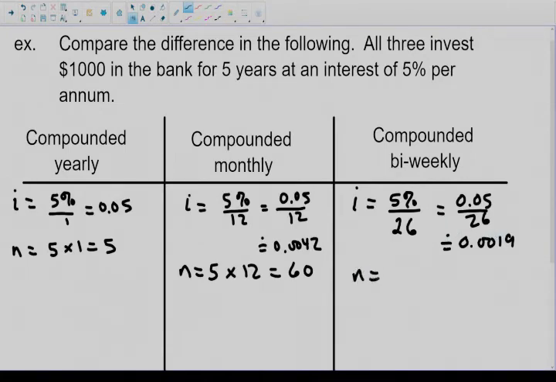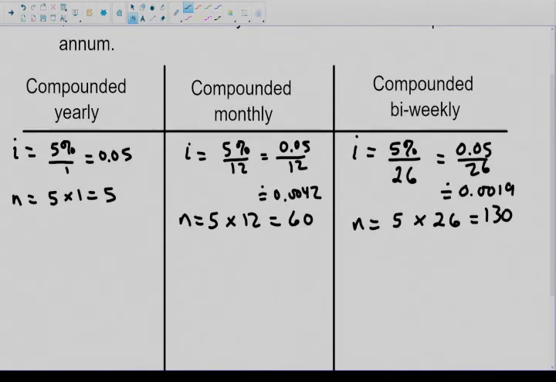And our n value is going to be our 5 years again, but this time it's multiplied by the biweekly amount. So because we're getting 26 payments per year for 5 years, we have to multiply those two to find out how many payments of interest overall. So 5 times 20 would be 100, 5 times 6 is 30, so I believe this is 130. I will just quickly double check it on my calculator to make sure I'm not making any mistakes there. But 5 times 26. Yeah, I was right. It's 130.